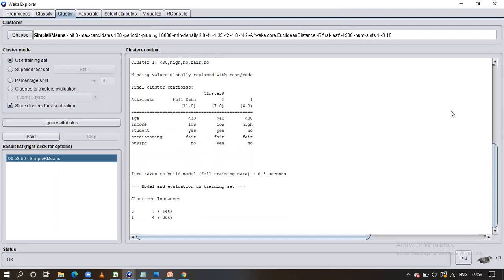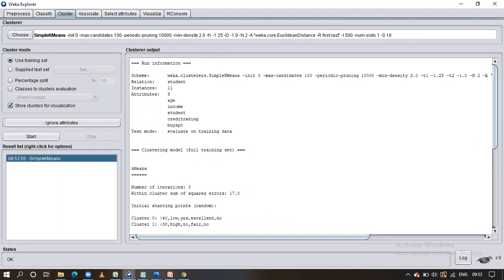This is the output for the simple k-means algorithm. Let us understand this data. How many instances are there? 11 instances. How many attributes? In the data set we have given 5 attributes: age, income, student, credit card rating, and buying a computer. Overall 11 instances are there.